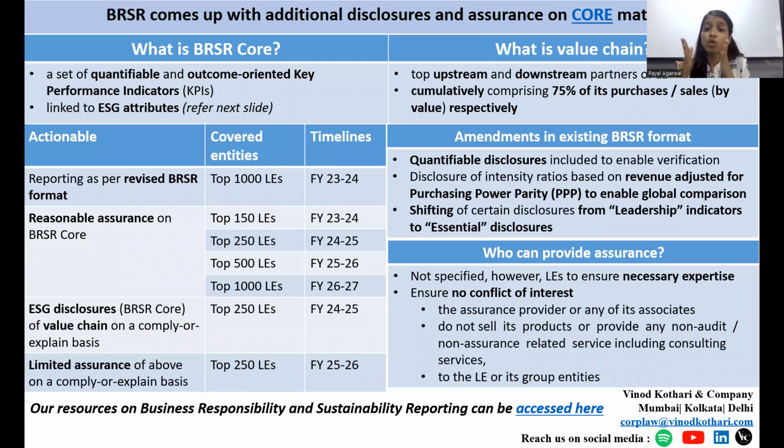So these are BRSR core items, and these are the items on which reasonable assurance is required. Reasonable assurance is required on a gliding path approach. That is, it is applicable to top 150 listed entities only from financial year 23-24, which is gradually extended to top 250 listed entities from financial year 24-25, top 500 listed entities from financial year 25-26, and thereafter to top 1000 listed entities from financial year 26-27.